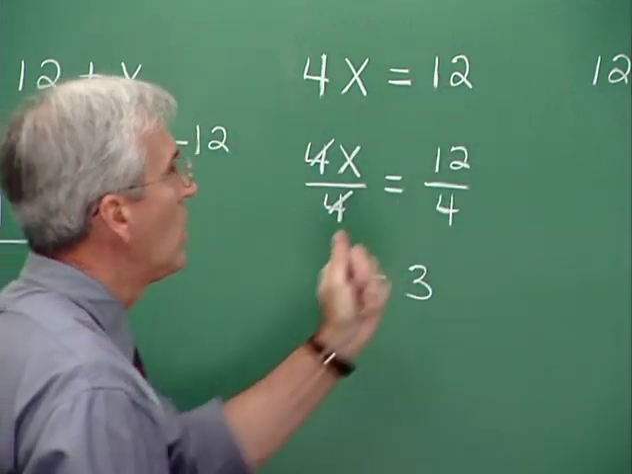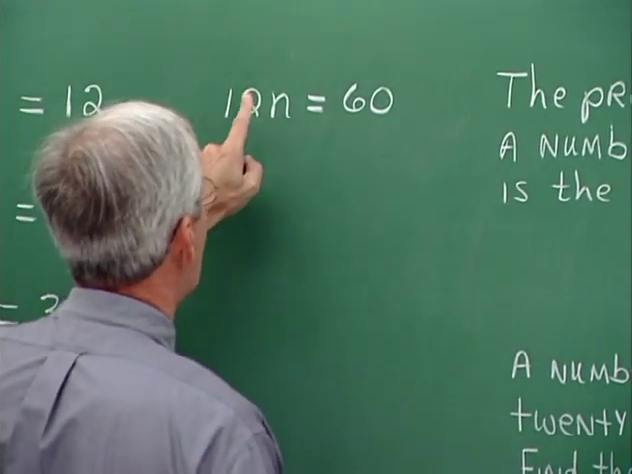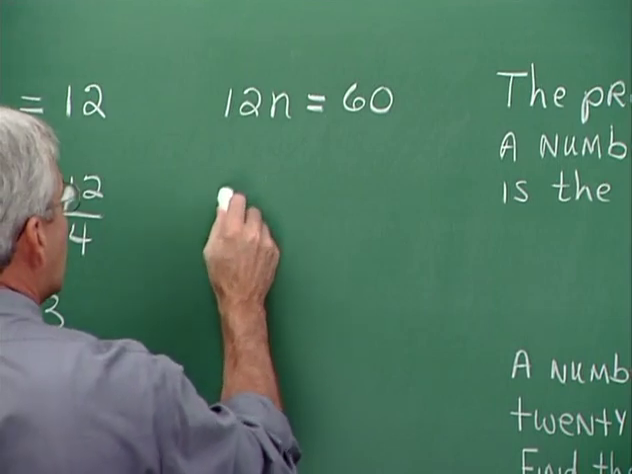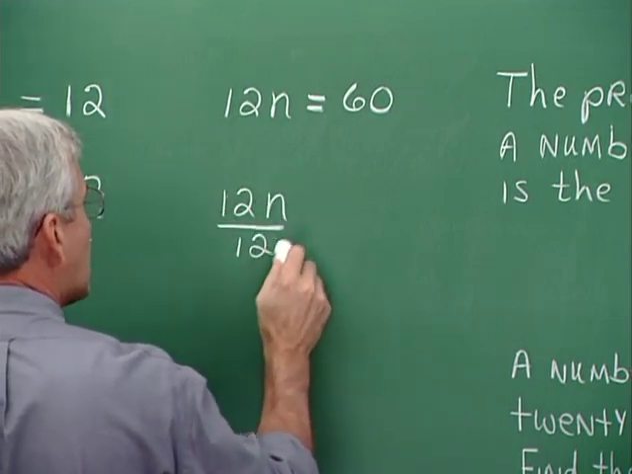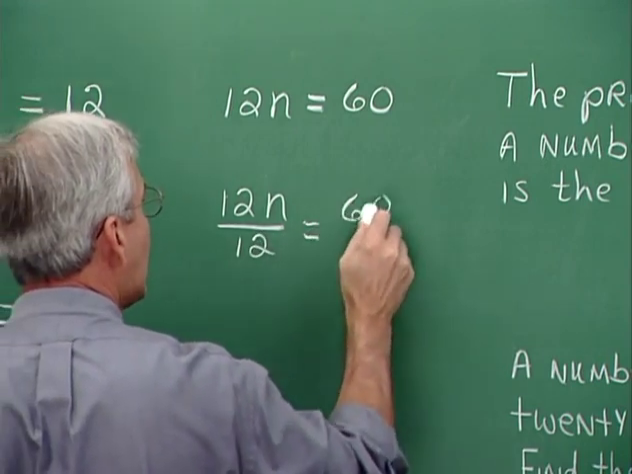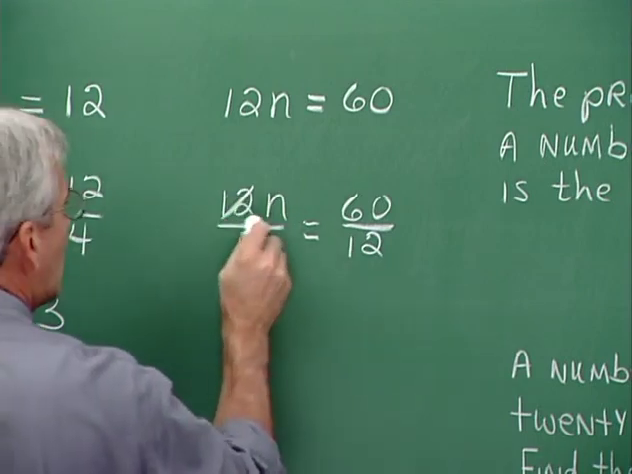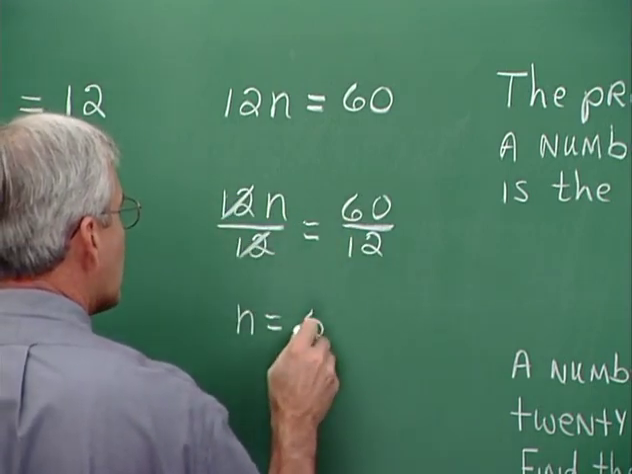Let's try another one. We have 12n equals 60. We'd like to isolate the n. We have 12 times n. The inverse operation is division, so we'll show that the 12 is divided on both sides of the equation. So we bring down each side and show that we're dividing by 12. These 12s cancel, leaving n, and on the right, 60 divided by 12 is 5.